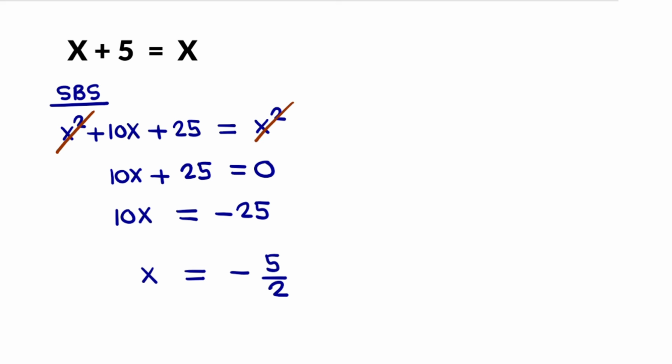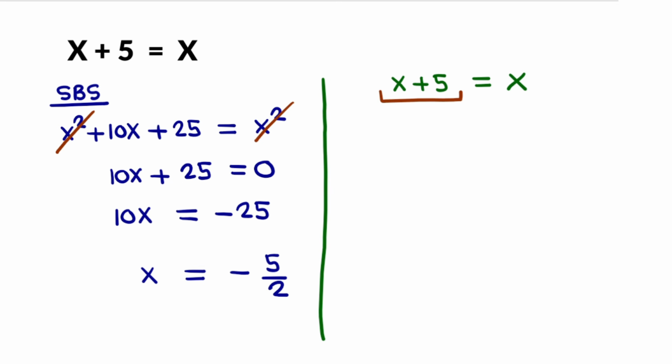But let's not celebrate just yet. Whenever we perform an operation like squaring both sides, we should check our answer in the original equation. So let's substitute x equals negative 5 over 2. Our original equation was x plus 5 equals x. The left side becomes negative 5 over 2 plus 5. That's positive 5 over 2. But the right side is negative 5 over 2.